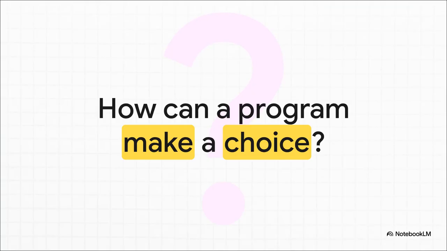I want you to picture a fork in the road. A really simple script just walks a straight path, no questions asked. But a smarter program gets to that fork, looks at a signpost, and actually decides whether to go left or right. In Python, that signpost, that decision maker, is the if statement.